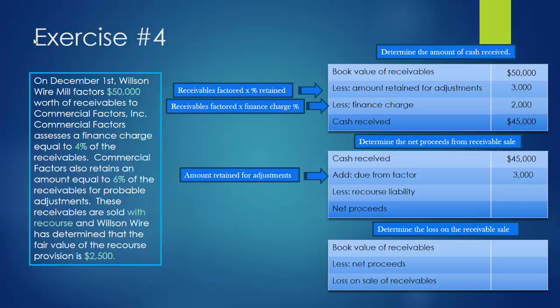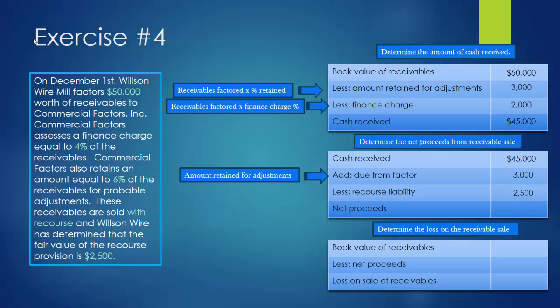But our accountants went through, looked over our customers and we don't think that's the case. We think there is bad debt in here, and we think the fair value of that recourse provision, that recourse liability, is $2,500. What does that mean?